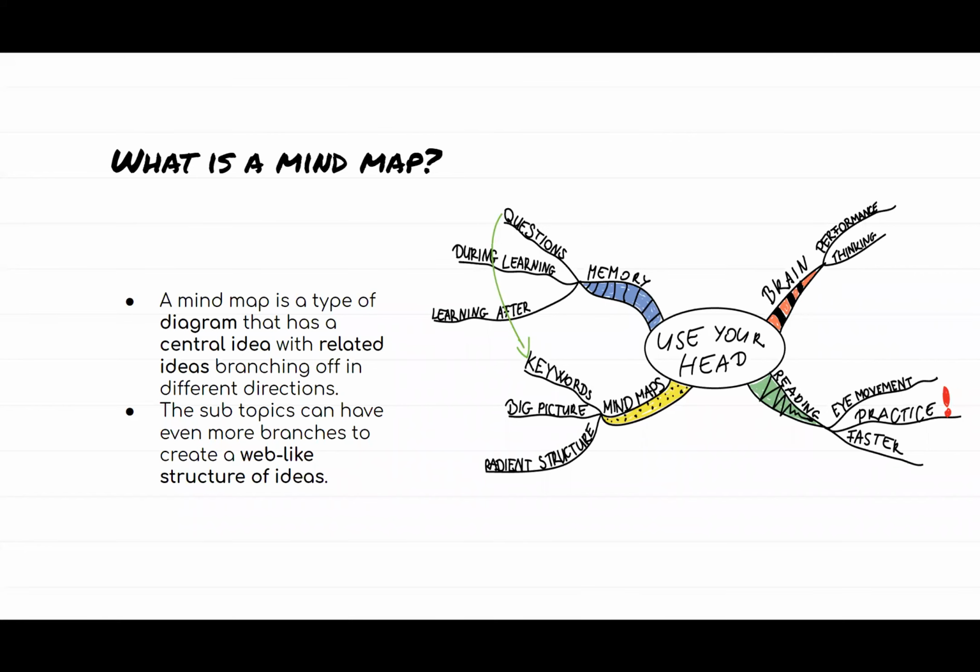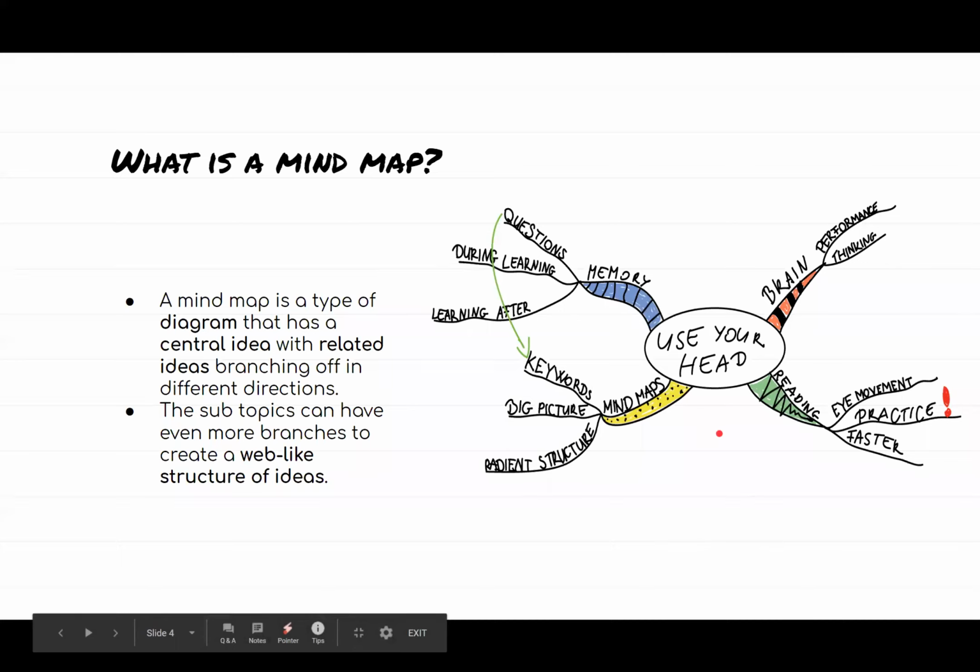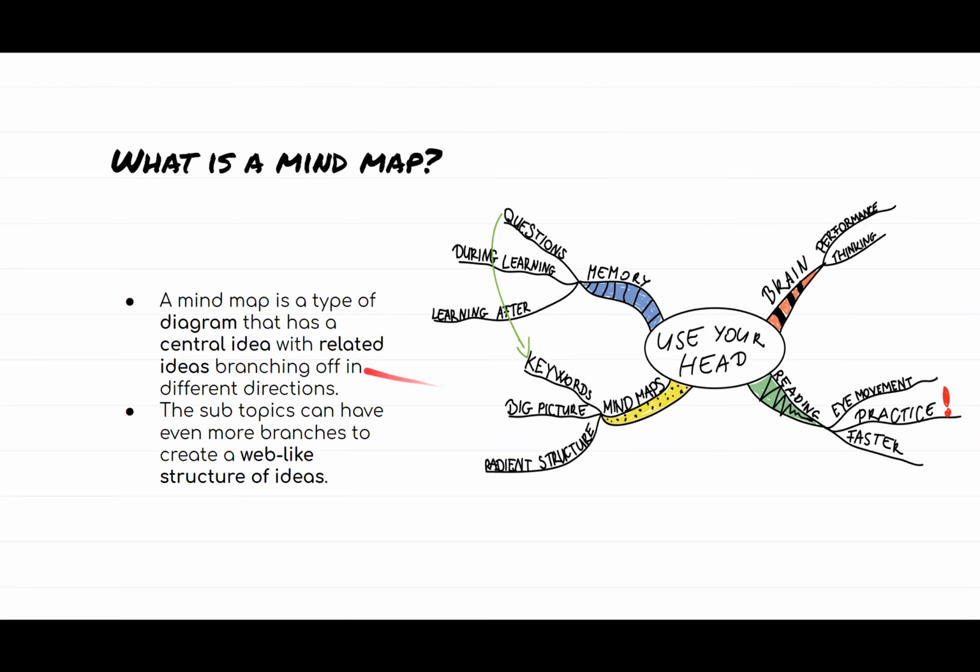What is a mind map? You can see that I've attached a little picture of a mind map here. And if you look at it carefully, you'll be able to tell that it is a type of diagram. It is a type of diagram that has a central idea with related ideas branching off in different directions.